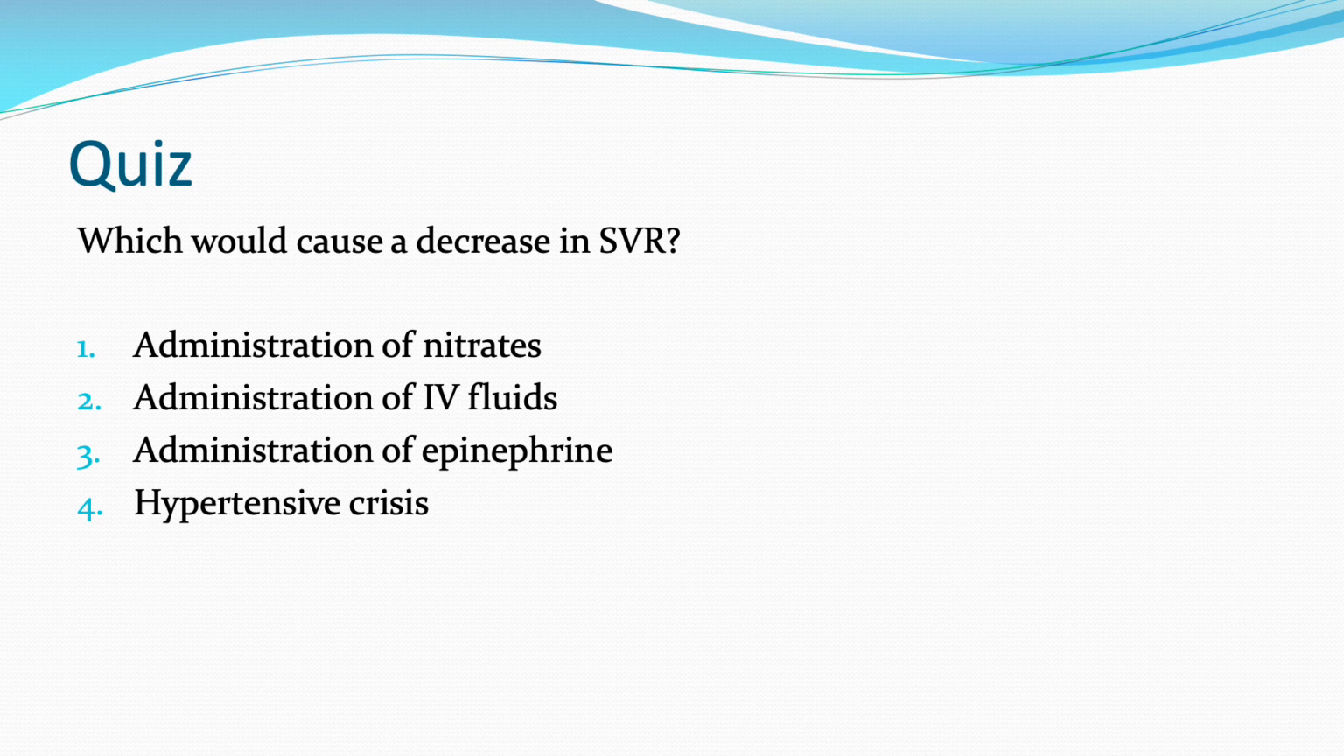Now, the opposite would be true if we gave epinephrine. Epinephrine would cause systemic vasoconstriction, increasing SVR and therefore increasing the work that the left ventricle has to do to pump blood out into the body. IV fluids and hypertension also increase total systemic pressure or resistance, again, making that left ventricle's job harder, increasing SVR.